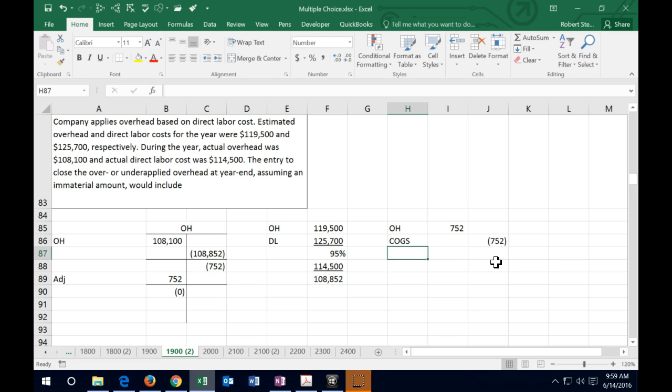But the idea is it's immaterial and it will close out to retained earnings next time. So we won't have to worry about it again. It'll just kind of go away once it's closed out, and then we can start over with our new estimate with a clean slate.